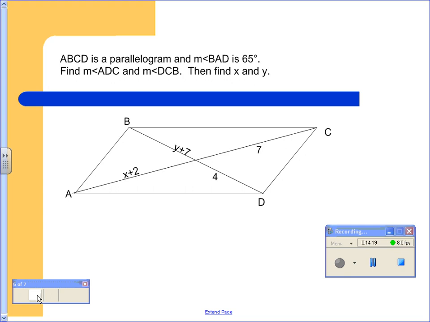It tells us it is a parallelogram. It tells us the angle of BAD is 65 degrees. It wants us to find angle ADC and angle CCB. That angle is 65 degrees. BCD has to be 65 degrees because they're opposite, and opposite angles are congruent. Does that make sense? And then what about ABC?